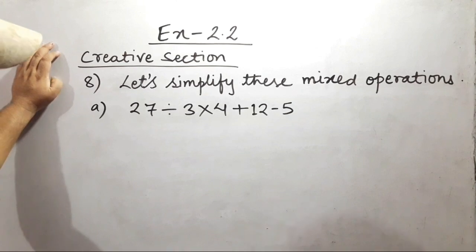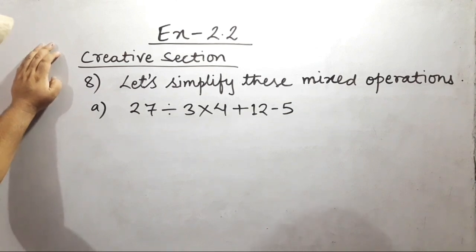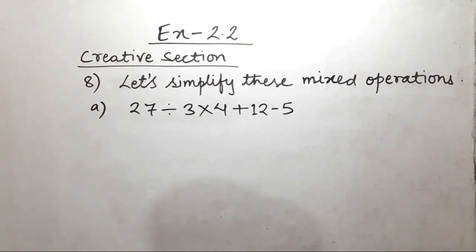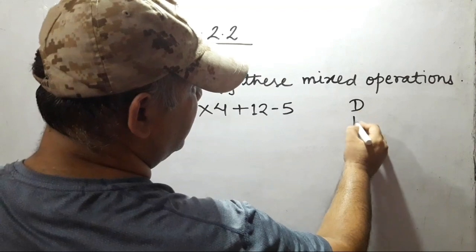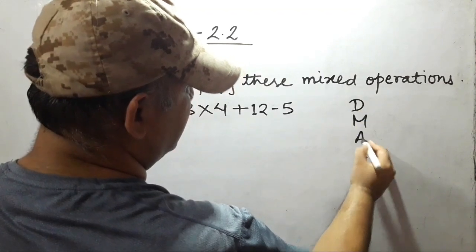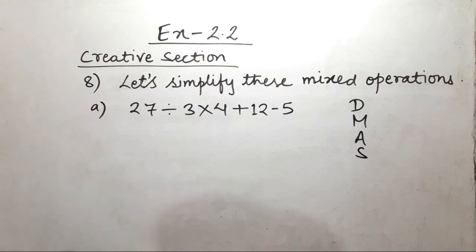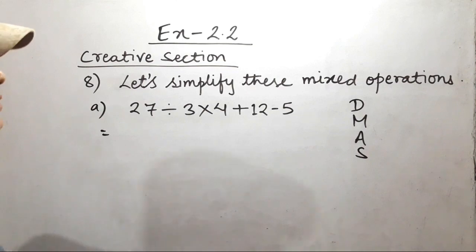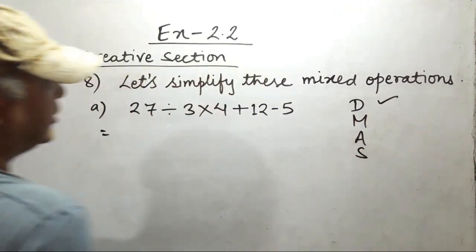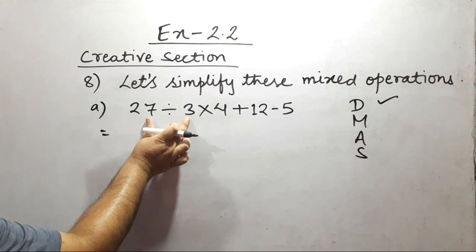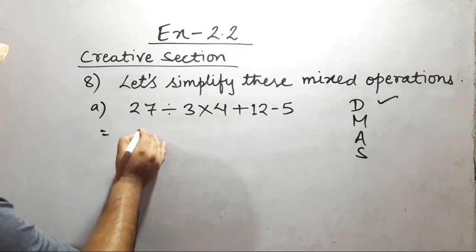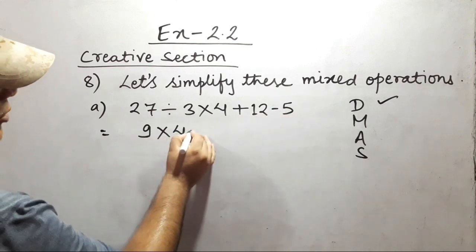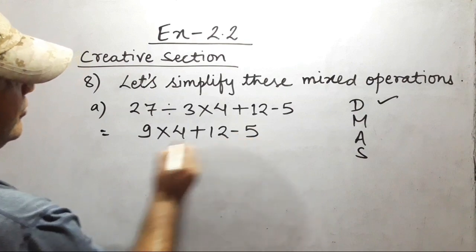Now we have question number 8. We are given mixed operations and we have to simplify them following the DMAS rule. Let's follow according to this rule. At first, we have to do the operation of division. Do we have the division? Yes. Here is the division. So 27 divided by 3, 3 9s are 27. The rest of the numbers stay as they are: into 4 plus 12 minus 5.